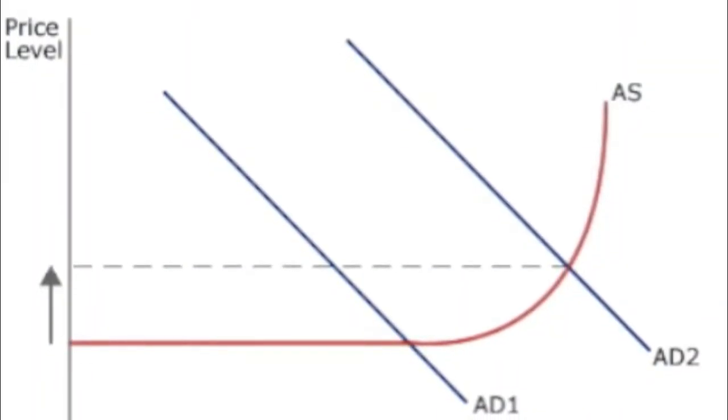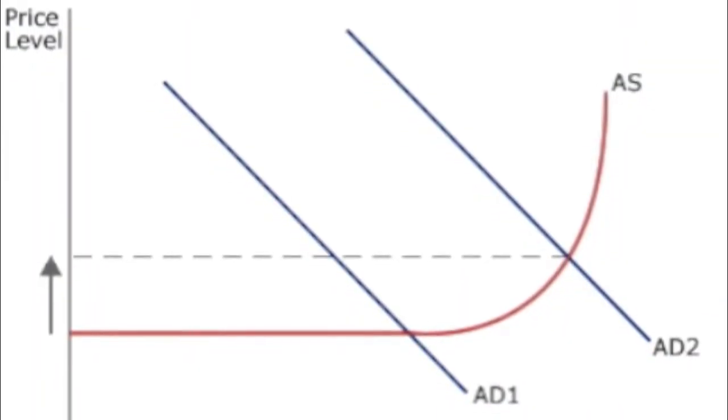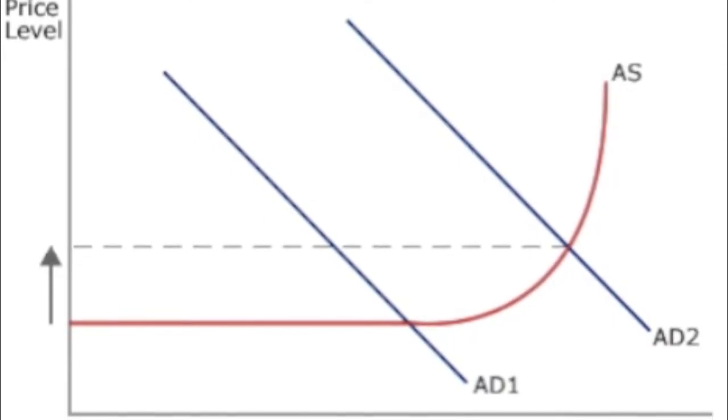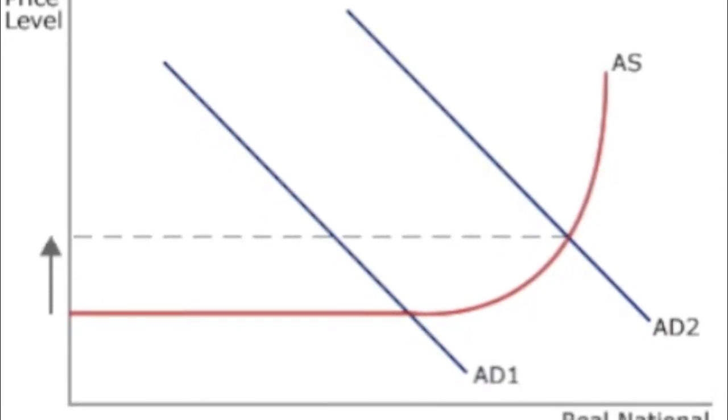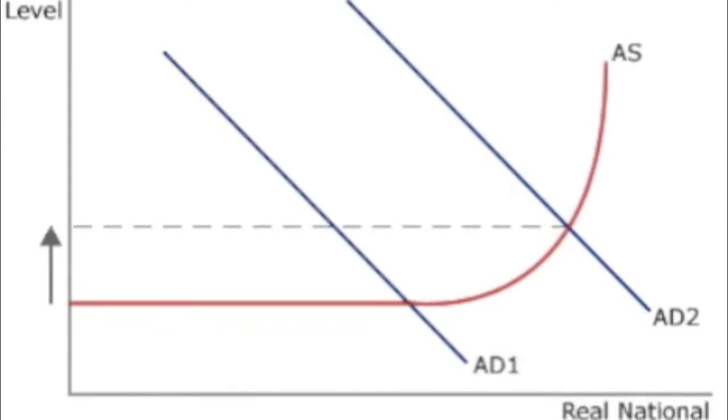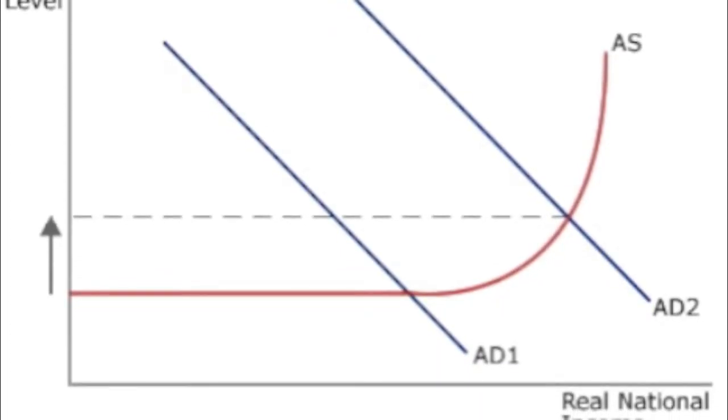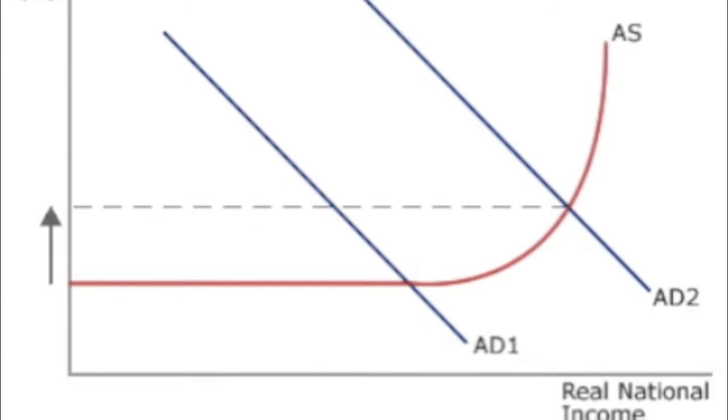For example, the government has decreased taxes, allowing households to spend more. This rightward shift would increase price levels and real GDP. This is an example of demand pull inflation.